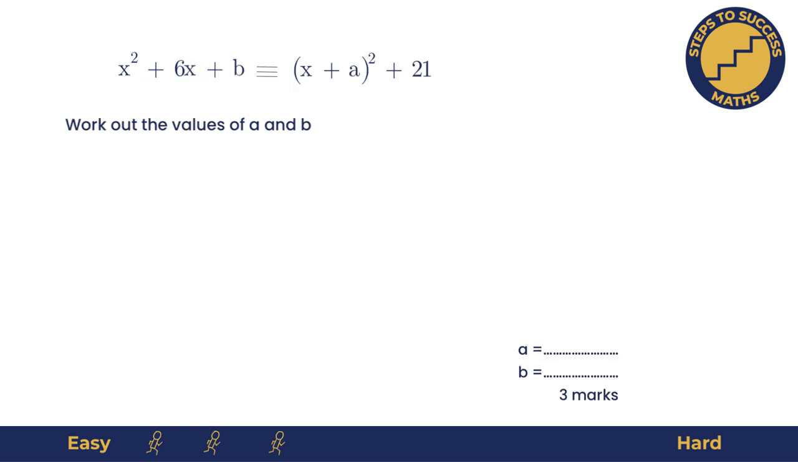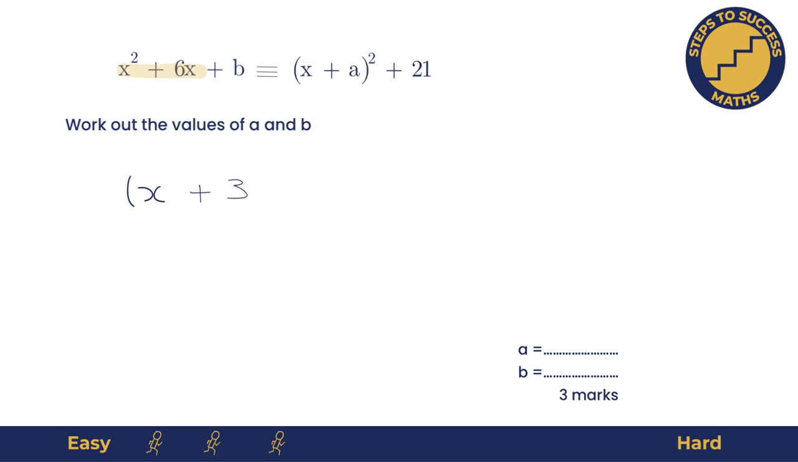x squared plus 6x plus b is the same as, equivalent to, (x plus a) all squared plus 21. So you should recognise that this right-hand side shows the completing the square form. So we're just going to go through the steps that we would take to complete the square. So you've got your x squared plus 6x. So you're going to halve that second term to find out what goes inside your bracket.